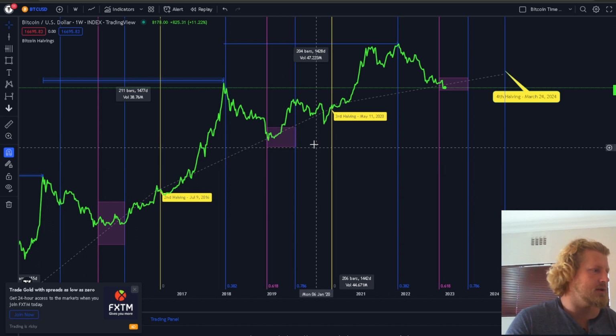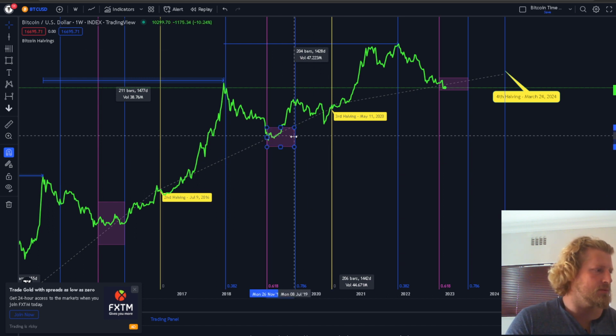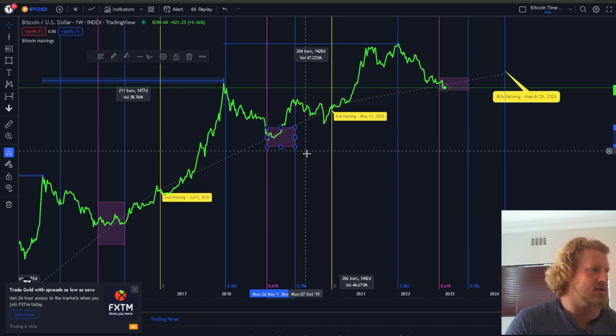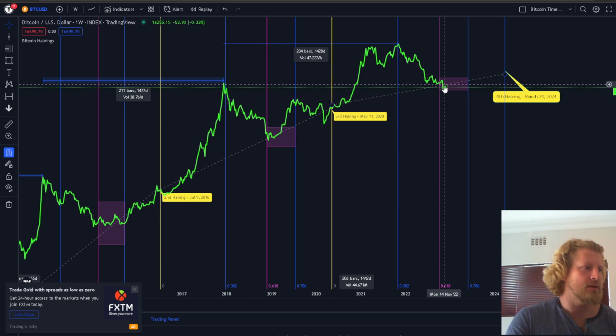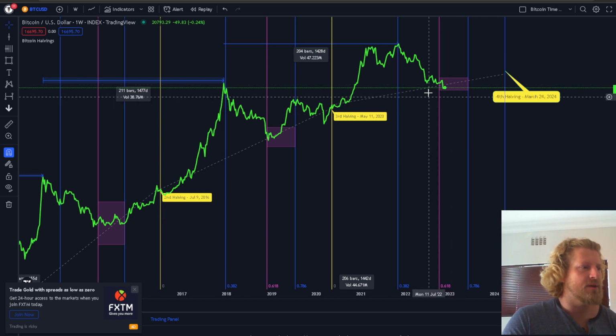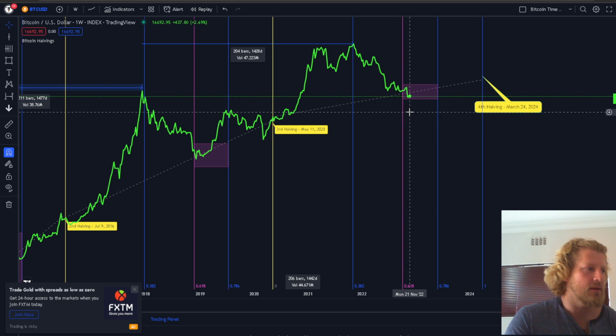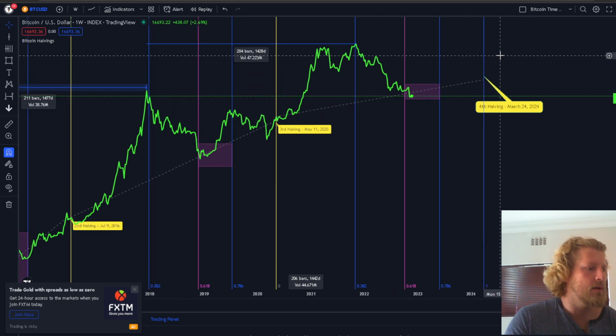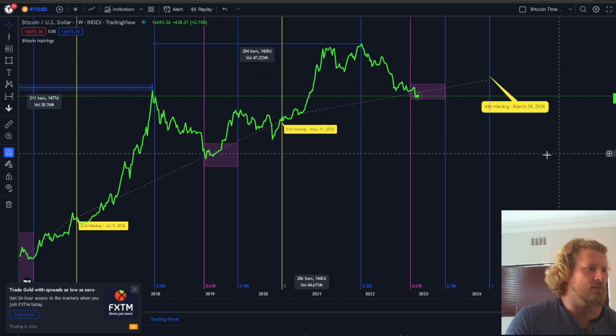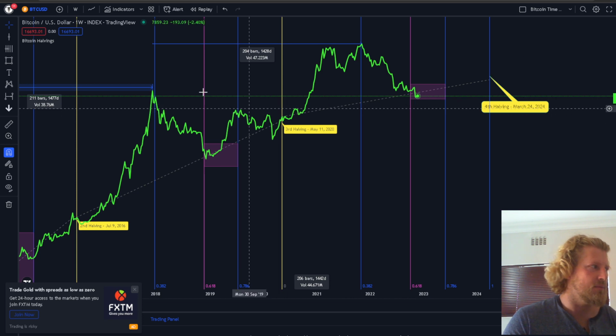So there's still a little bit more time for the bulls to accumulate down here. This does not mean that the bottom is in over here. It can go lower, but this just tells us that the timing is now. And then we have the fourth halvening cycle in March, of course.